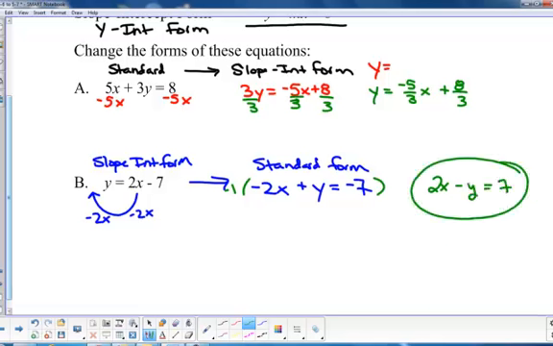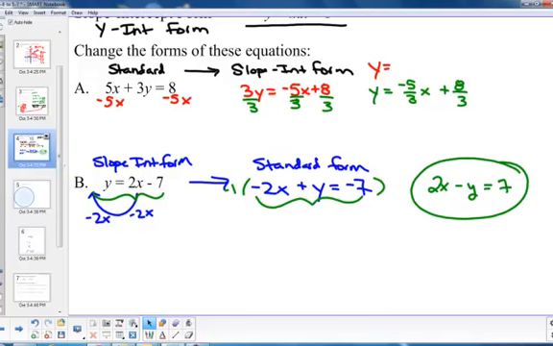So this equation is the same exact thing as this equation, which is the same exact thing as this equation. All of these lines would lie directly on top of each other. Same table, same graph, same everything.